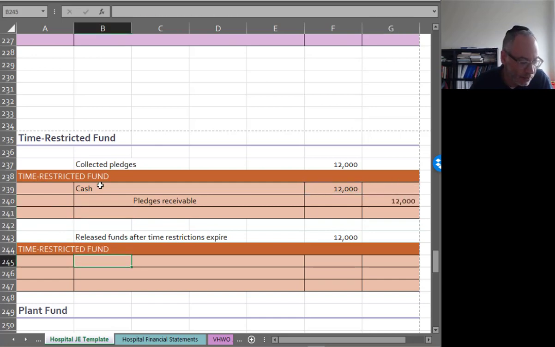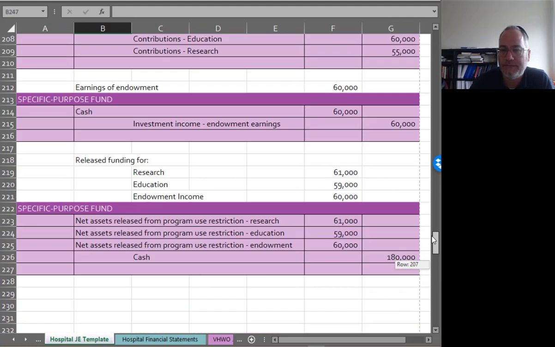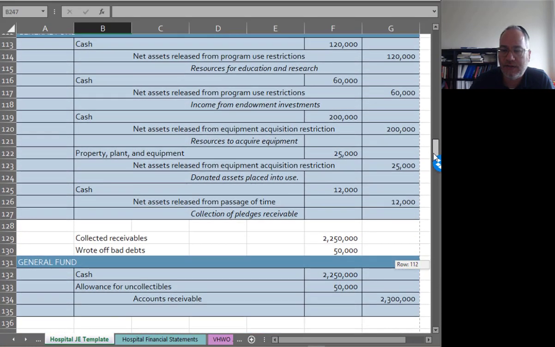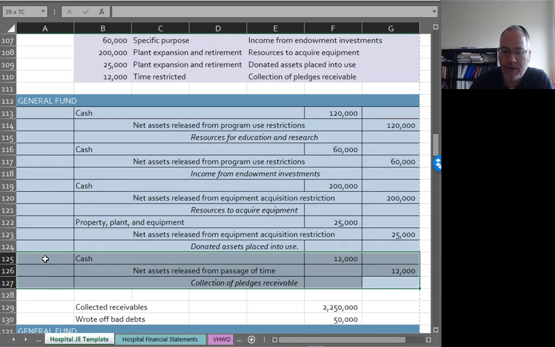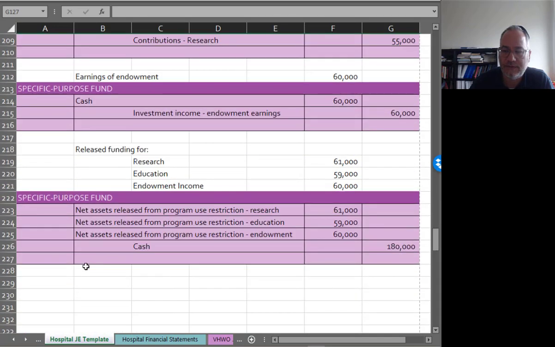Now we're going to release the funds over to the general fund. So I'm going to debit net assets released from time restrictions of $12,000 and credit cash of $12,000. And here again, you can see right here is the entry where we took them into the general fund.